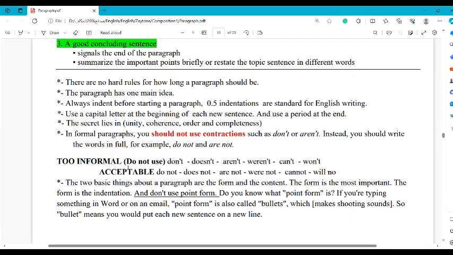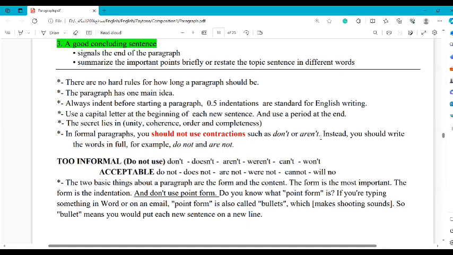Okay? Because we are writing formal paragraphs, so we need to use formal words. And using contractions, contraction means a short form of the word, like الاختصار. Okay? Contractions are not allowed in formal paragraphs because contractions are a little bit informal. So we are not allowed to write, for example, don't or aren't, because this is called a contraction or short form of the word.